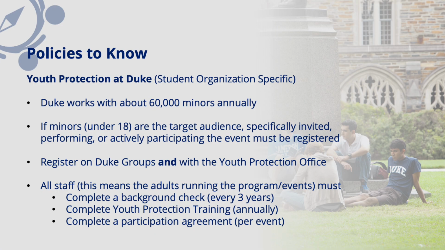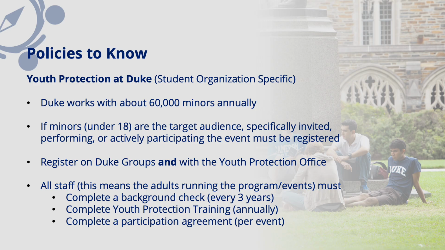Youth protection at Duke. Duke works with about 60,000 minors on an annual basis. So if minors under the age of 18 are the target audience, specifically invited, performing, or actively participating in an event, it must be registered. Register on Duke groups and with the Youth Protection Office.